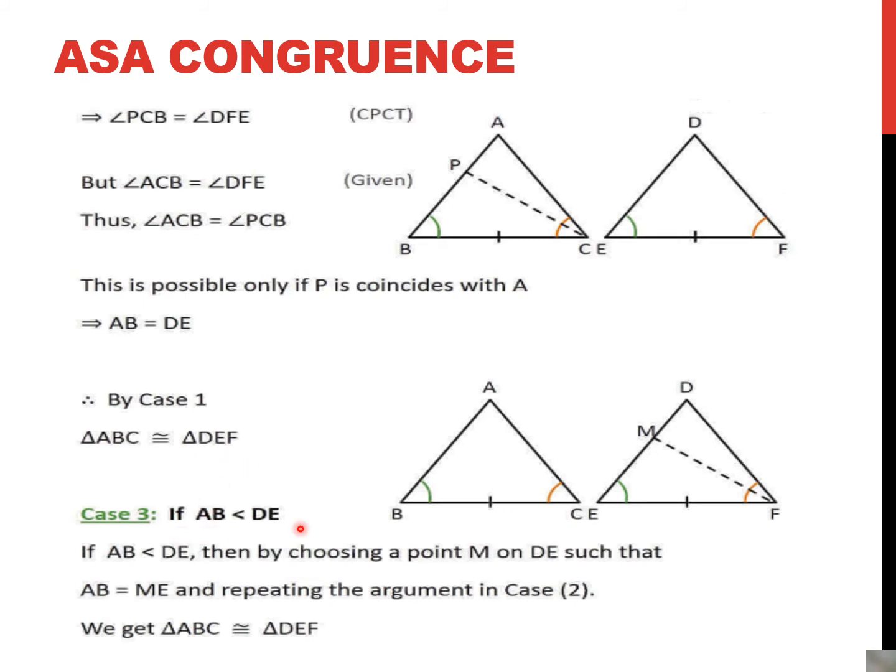Similarly, if you take AB is less than DE, in this case, we will take a point M over here on DE such that these two sides are equal, EM and AB. And we will proceed the same way as we did in case 2 and we can prove that triangle ABC is congruent to triangle DEF.